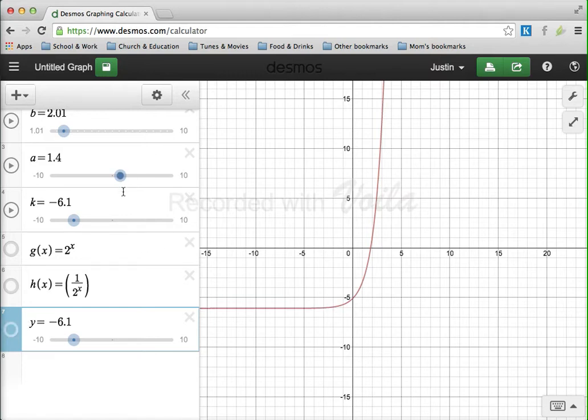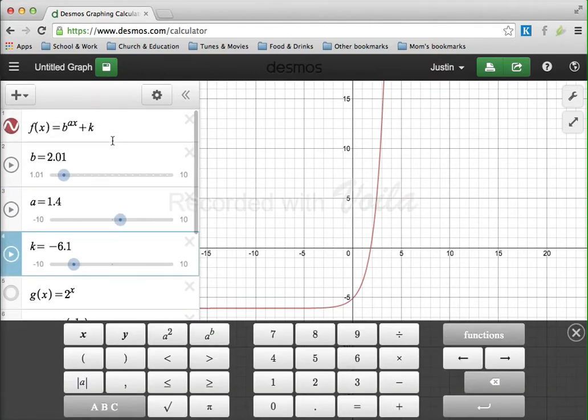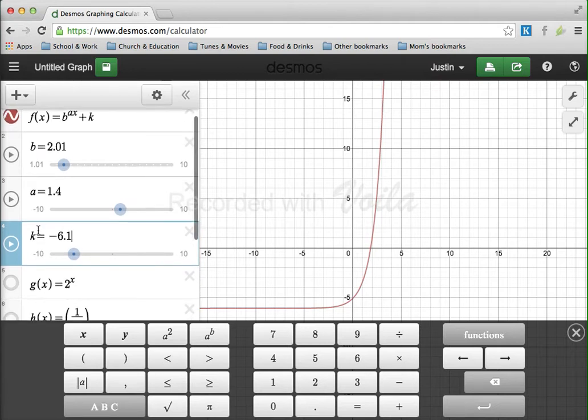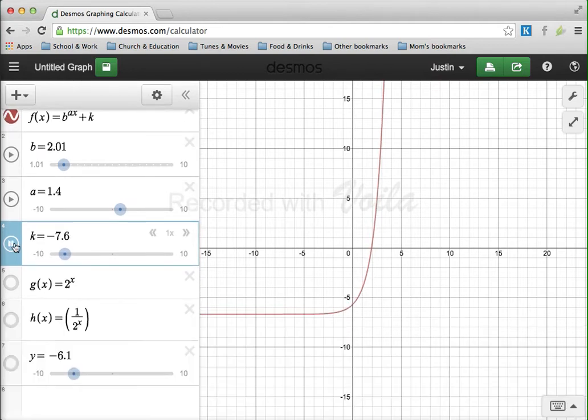So at this point, what you can do now is talk about this general function, b to the ax plus k. You'll know what happens when b is greater than 1. You know what happens when a is positive or negative. And you know what happens when k moves between positive and negative numbers. It shifts the function up and down. There's one last case that I want to look at.